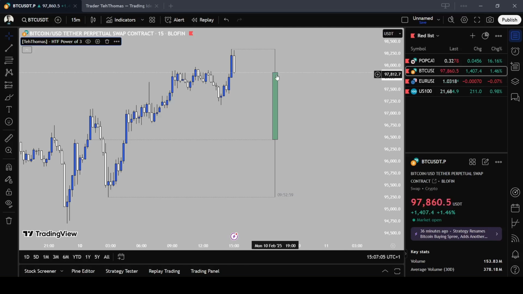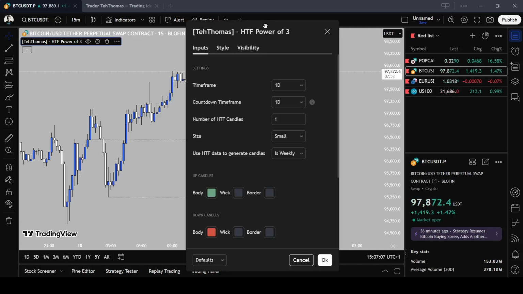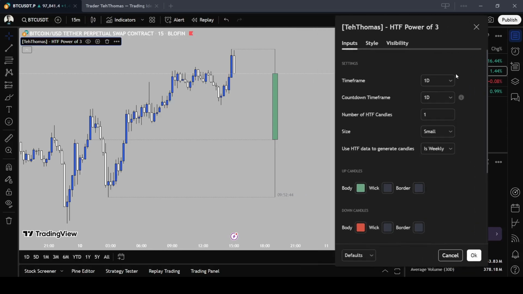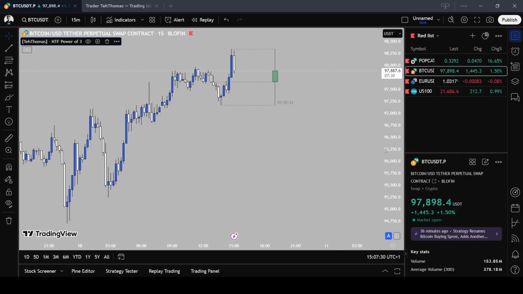What does it do? It shows a big candle, as you can see on the right of your screen, which is not the same time frame as the time frame you choose. That's the nice thing of it. You can, for example, change it to 4 hours and you will see the 4-hour candle on the 15-minute chart. You have to change them to the same time frame, these two settings.